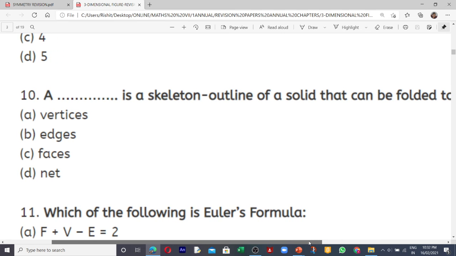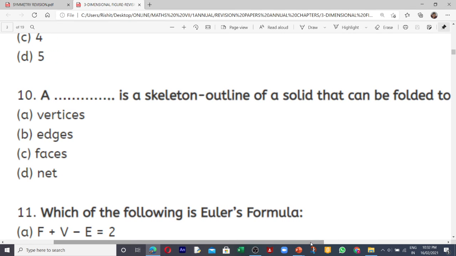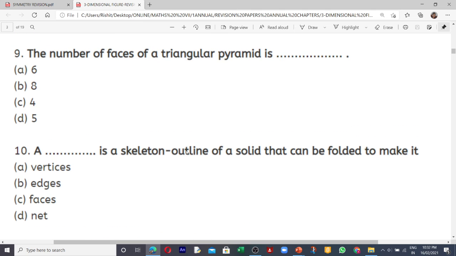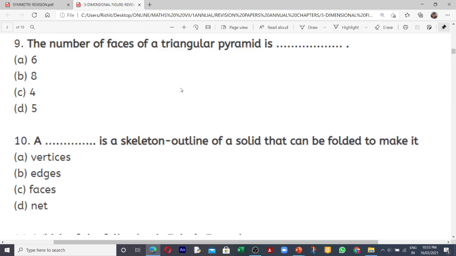A dash is a skeleton outline of a solid that can be folded to make it. Question number 10. Skeleton outline of a solid that can be folded. उसको fold करके हम बना सकते हैं. क्या बनेगा इससे? What is that? Skeleton outline. Question number 10 answer.